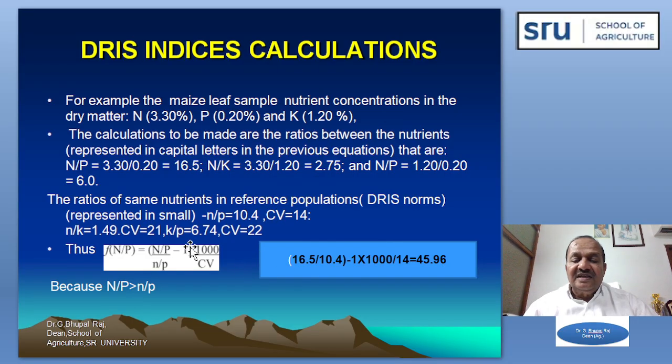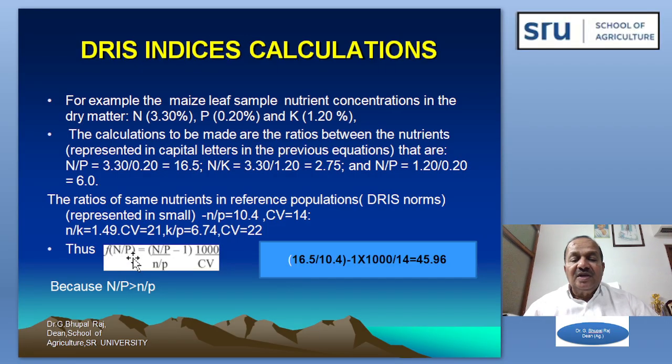Then the coefficient of variation for this ratio: for that ratio, the CV is 14. So we have substituted 14 and calculated this way. Then we derived 45.96. 45.96 is the value of the function of N by P.